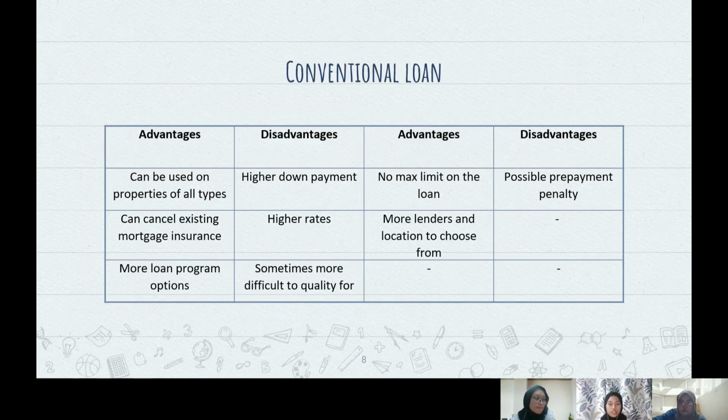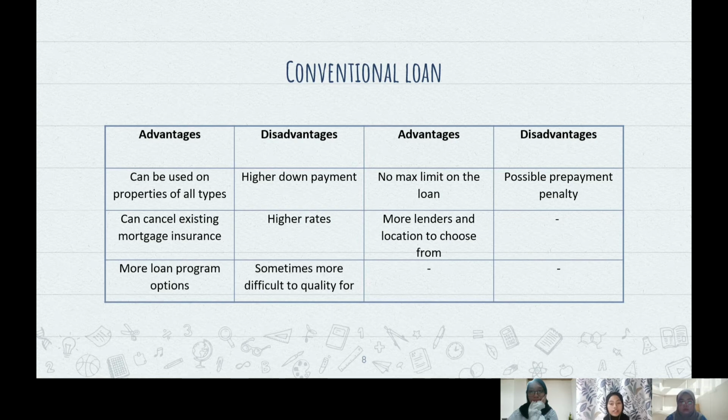So for conventional loans, the advantage is they can be used on properties of all types. Conventional loans can cancel existing mortgage insurance. And there are also more loan program options and no max limit on the loan. And last for the advantages of conventional loans is more lenders and locations to choose from.